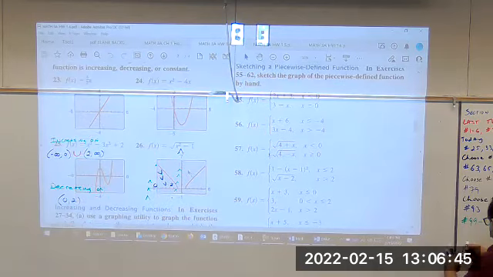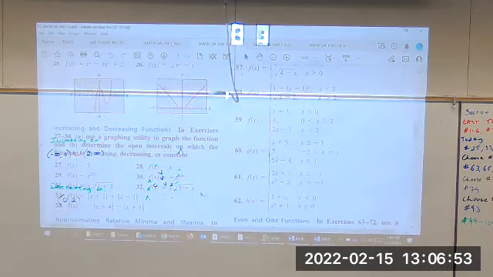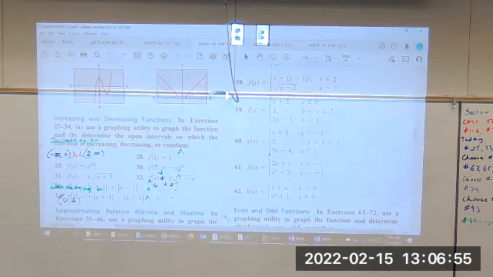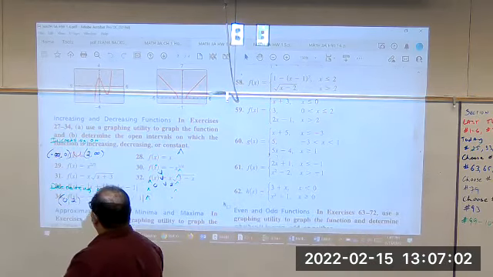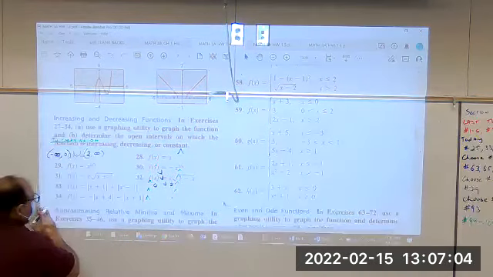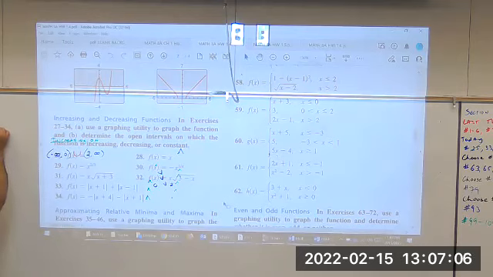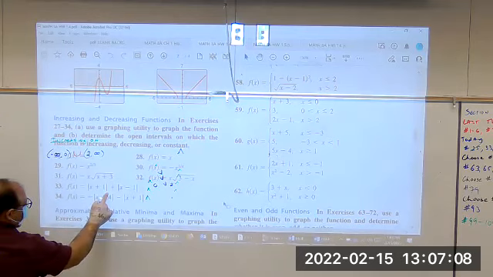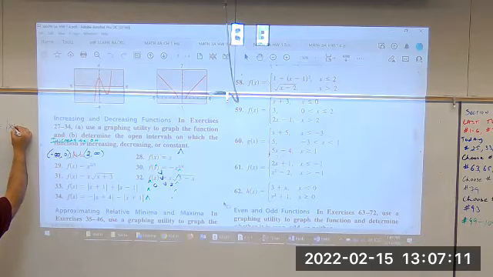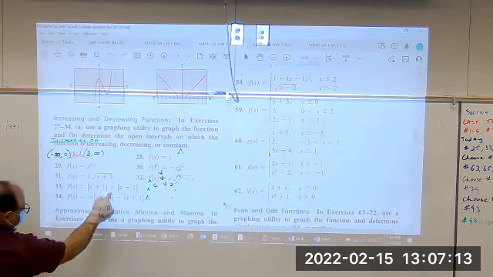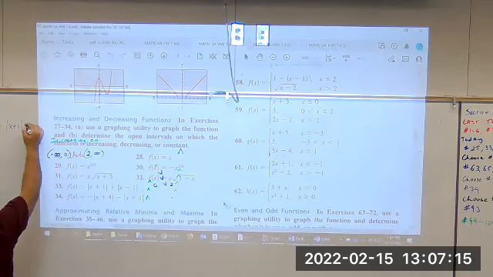33. Graphing utility. So I wanted to do 33 so you could see how to punch this up. We want to graph f of x is the absolute value of x plus 1, and then plus the absolute value of x minus 1.